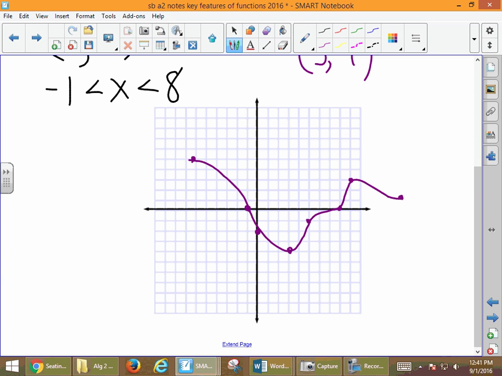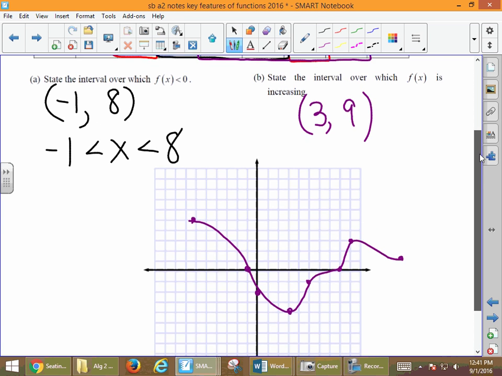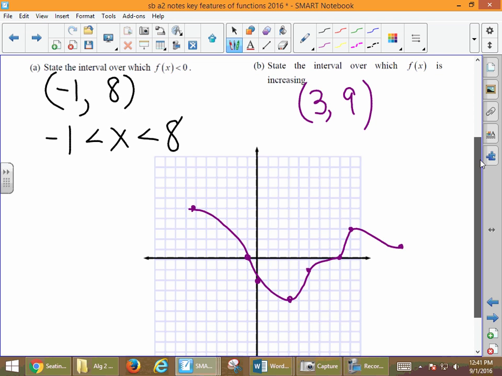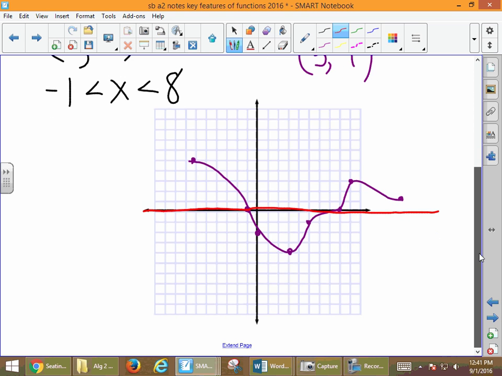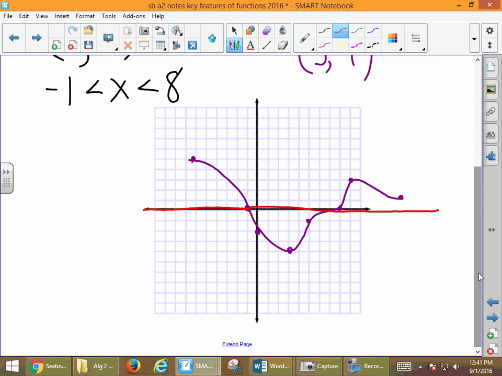And then, if we go back and look at the questions again. State the interval over which f of x is less than 0. We just talked about how we're looking at where it's less than 0. From here, -1, to here, 8. Our graph is underneath there.